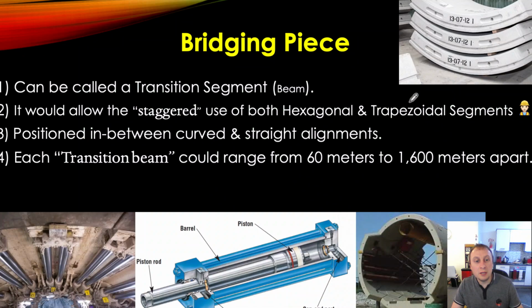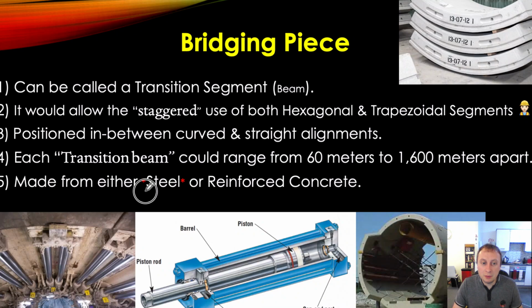Each transition beam or transition segment could range from 60 meters to 1,600 meters. So you could have massive distances in between your transition segments, or in certain circumstances, maybe you're trying to follow the right of way. I know the Boeing company wants to follow the right of way in Las Vegas. They could have them as little as 60 meters apart. And if that machine is capable of doing 20, 25 meters per day using rectangular segments, you can get through that 60 meters in about 2.5, 3 days. So it's all good. And then you can focus on your 100 meters per day with your hexagonal.